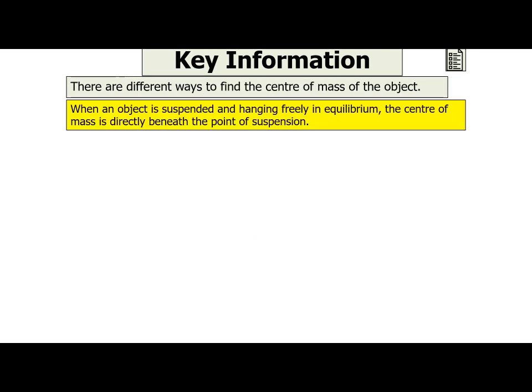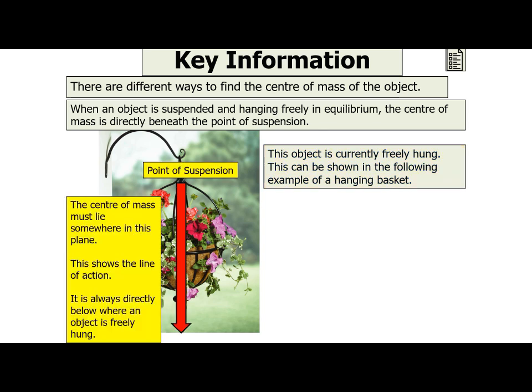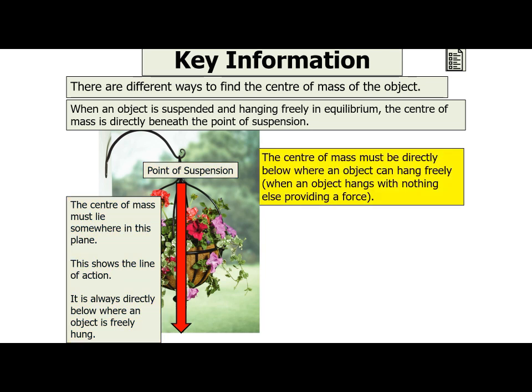Now another way to find the centre of mass of an object is that when an object is suspended and hanging freely in equilibrium, the centre of mass is directly beneath the point of suspension. So in this diagram here, the object is freely hung, and the hanger basket will show this because it is just hanging there in equilibrium. Now the centre of mass must lie somewhere in the plane of the point of suspension, which is shown with our line of action, and it's always drawn where the object is freely hung. So we know our centre of mass must be directly below where an object can hang freely, when an object just hangs with nothing else providing force.